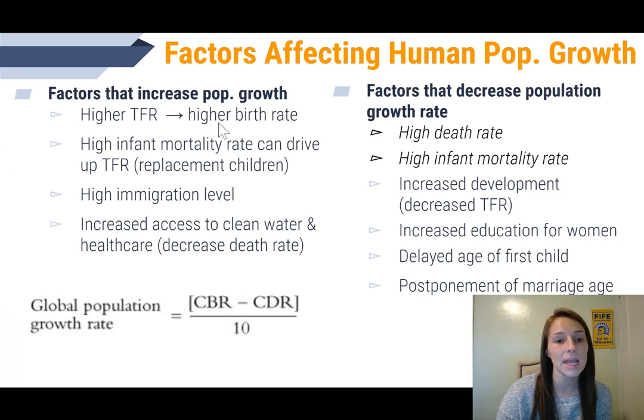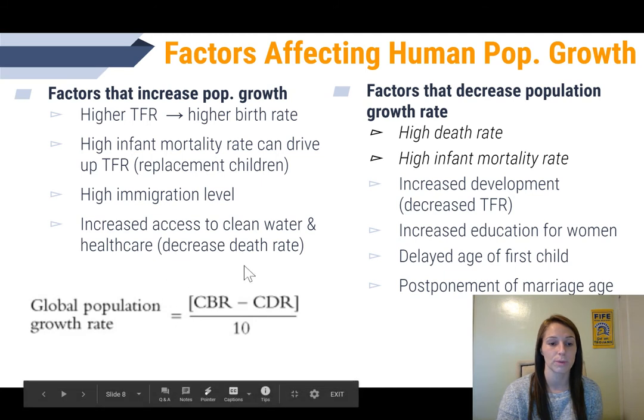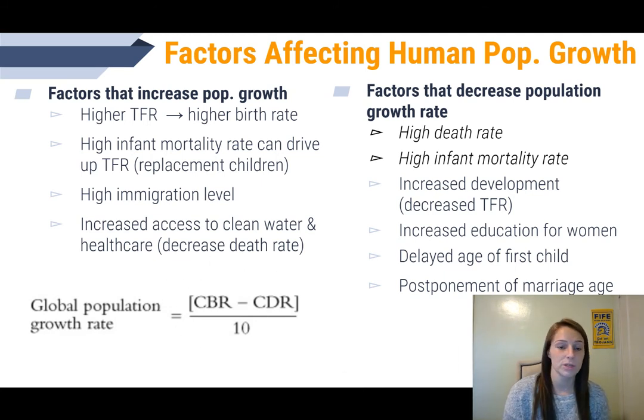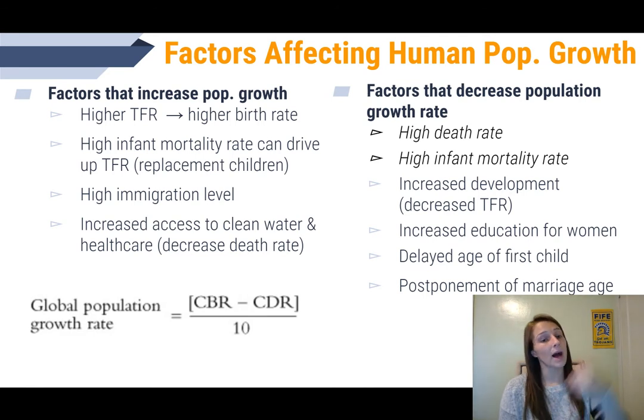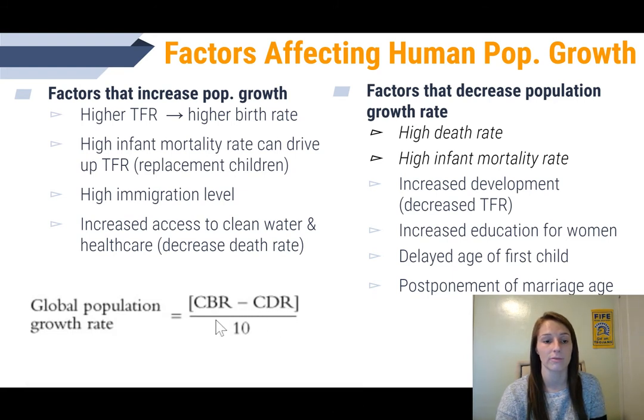So the things that increase the population growth are going to be a higher total fertility rate, which means you have a higher birth rate, that crude birth rate, which is part of our equation here. Now, additionally, the high infant mortality rate can drive up the total fertility rate because of the replacement children. So that's going to be something that will factor into our birth rate and also our death rate. The ones who died are going to be part of that.